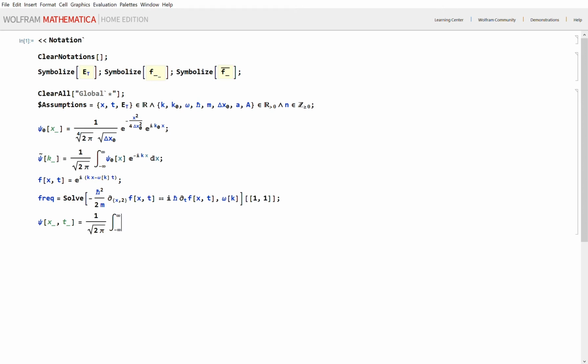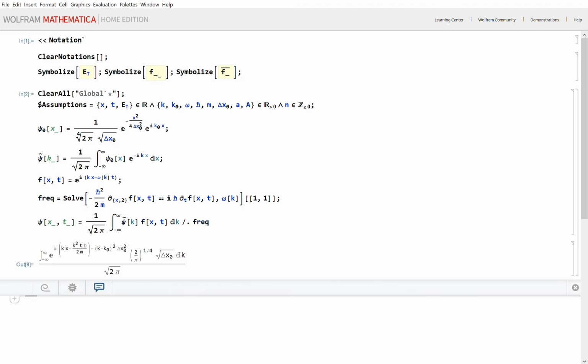Alright, let's get our Fourier transform in this equation from momentum space or wave number space, and then multiply it by the generic wave, with respect to k, and I'm going to insert my frequency, and let's see what will pop out. Alright, we have not evaluated the frequency. Let me see what answer I got for the frequency.